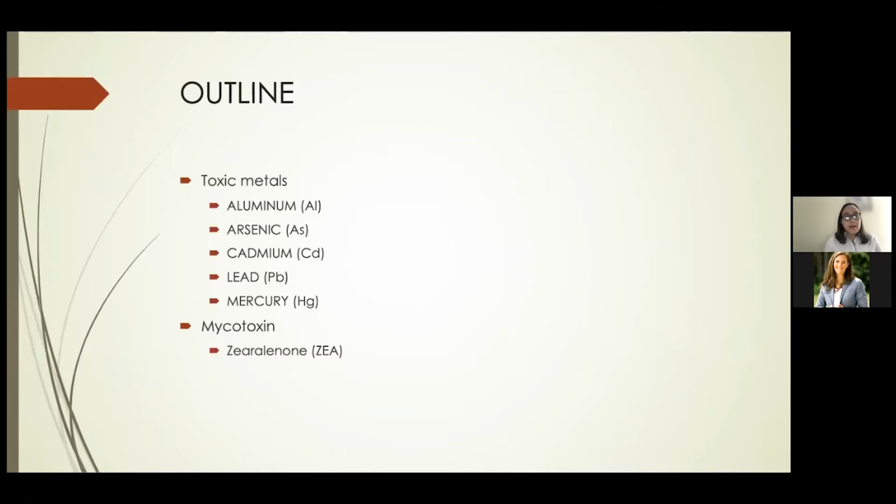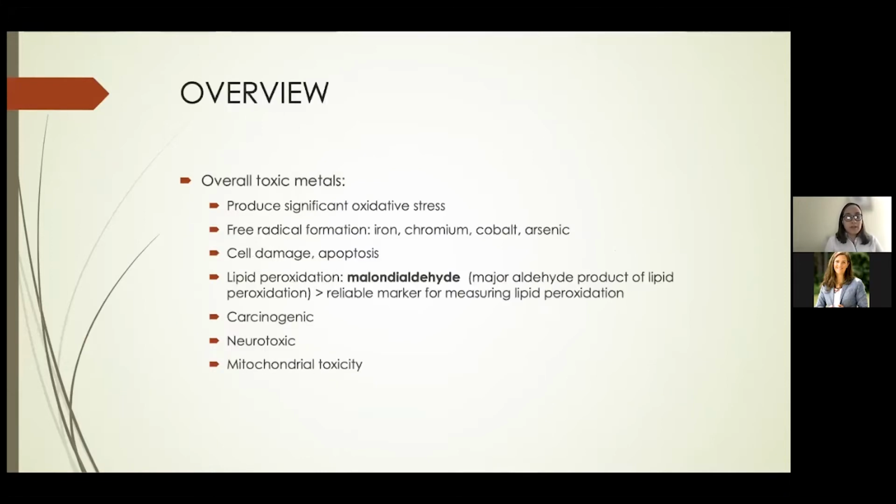Here we go. So this is kind of a small outline. Toxic metals, we're talking about aluminum, arsenic, cadmium, lead, and mercury. And in the end, I am going to talk about one mycotoxin, abbreviated ZEA, and I think it's very important because it's not something that we think about clinically, and it goes really well with the women's health reproductive piece in a different talk that we're hosting.